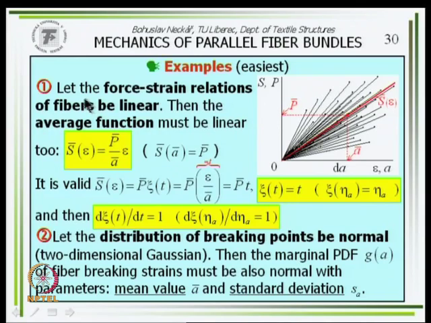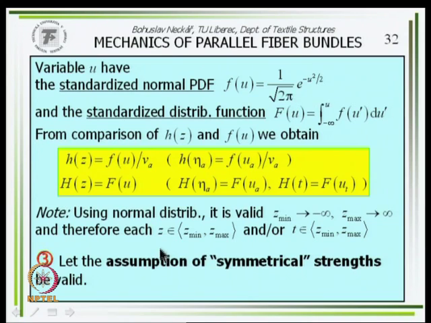Assumption one: let the force-strain relation of fibers be linear. So the force-strain curves of each fiber are linear, so that also the mean function, the average function, is linear. Second, let the distribution of breaking points be normal, meaning a Gaussian two-dimensional probability density function; the distribution of all endpoints of these black lines is like a two-dimensional Gaussian distribution. The third, let the assumption of symmetrical strength be valid.